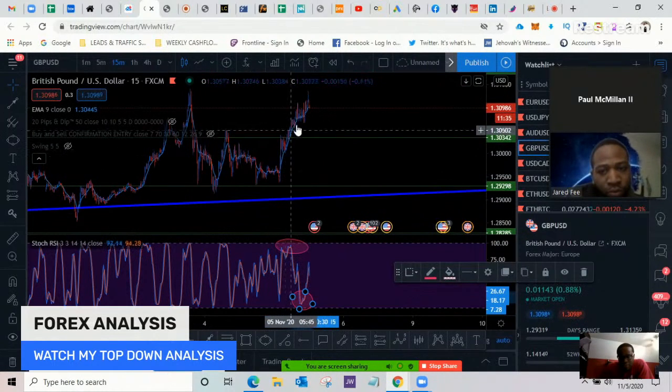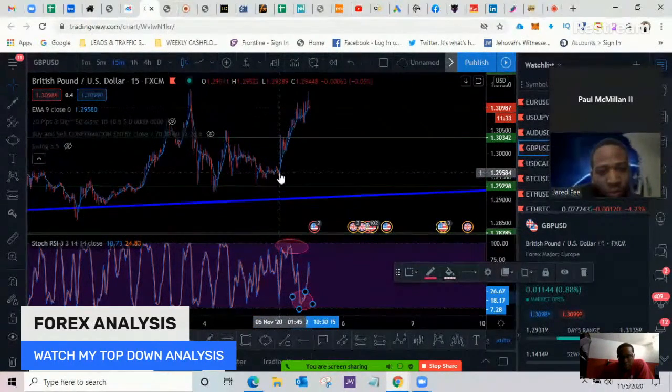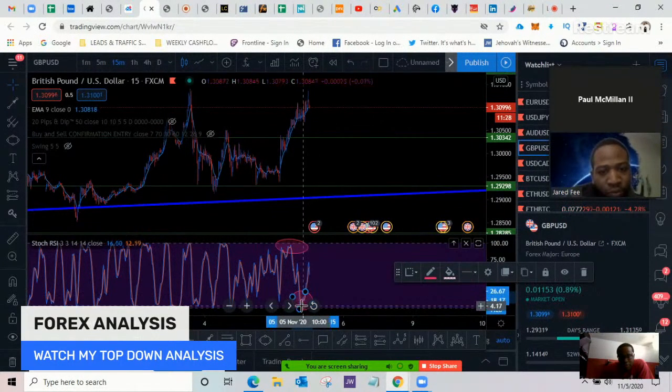If you wanted to get multiple buys in this trade, it would have been best to enter right down here, because price at that point is officially oversold. You guys follow me?